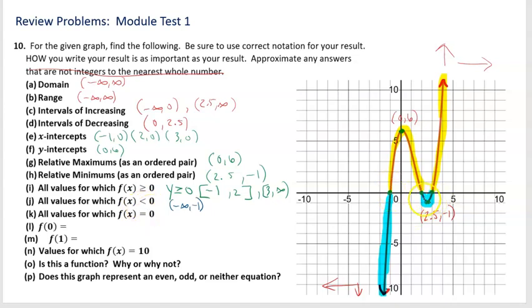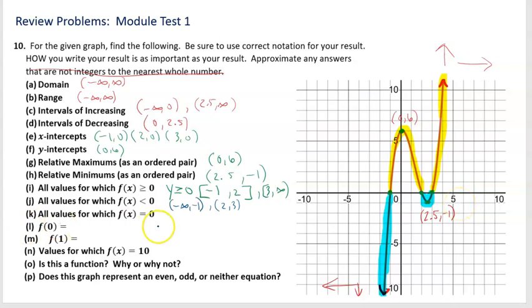And then this little bitty blue piece right here that dips down below the x-axis is going from 2 to 3. So that little bitty interval from 2 to 3. Again, I use parentheses because it said where is it less than 0. And that doesn't include 2 and 3.